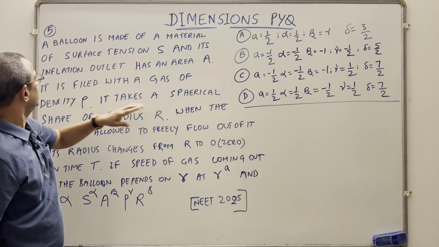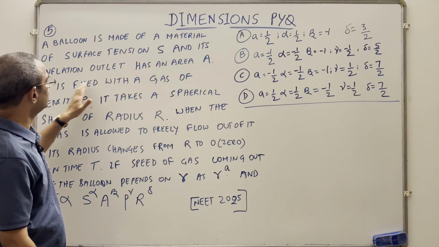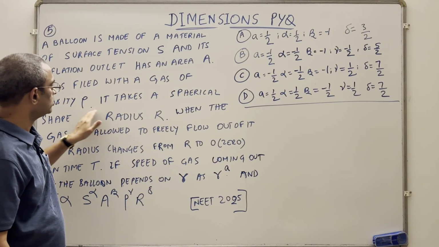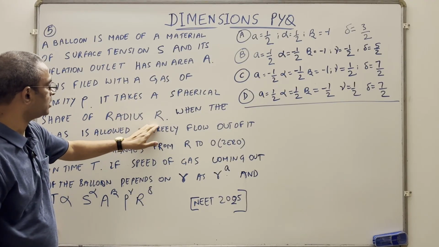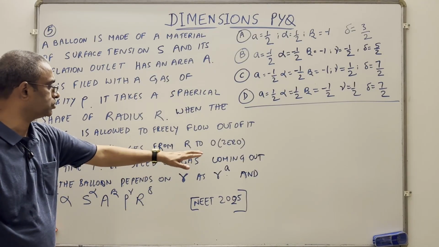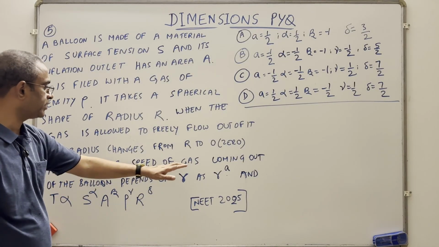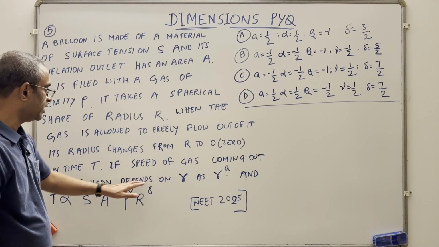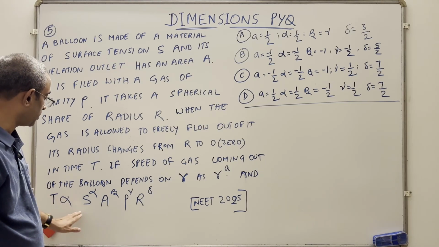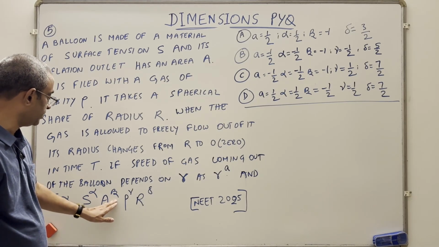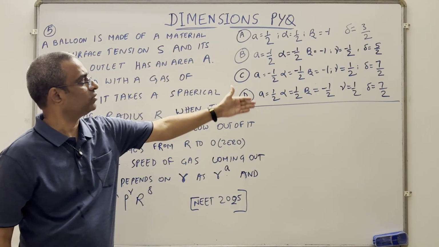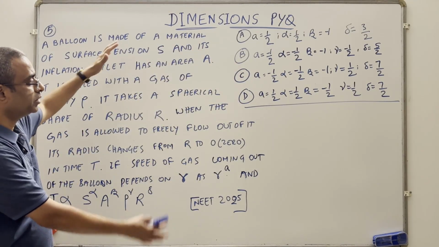A balloon is made of a material of surface tension S and its inflation outlet has an area A. It is filled with a gas of density ρ. It takes a spherical shape of radius r, and when the gas is allowed to freely flow out of it, its radius changes from r to 0 in time t. If the speed of gas coming out of the balloon depends on r as r power a, and the time period is proportional to S power alpha, A power beta, rho power gamma and r power delta, what are the values of alpha, beta, gamma and delta?